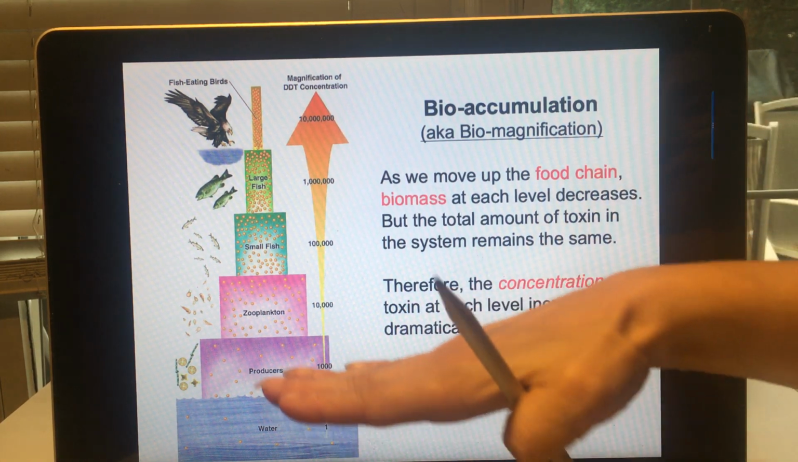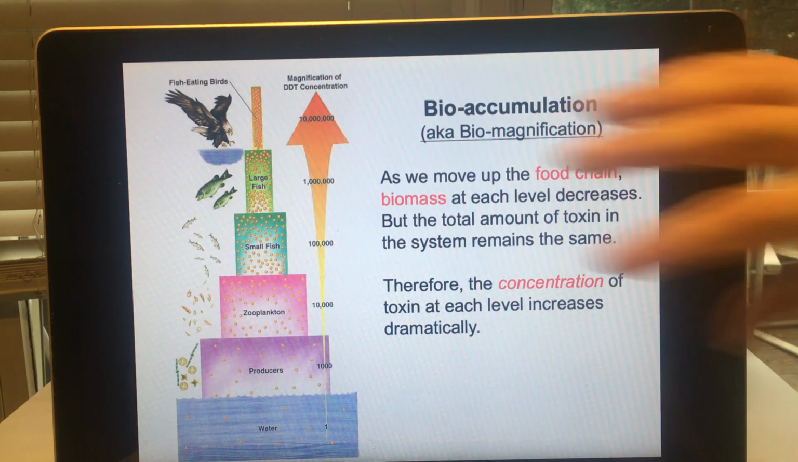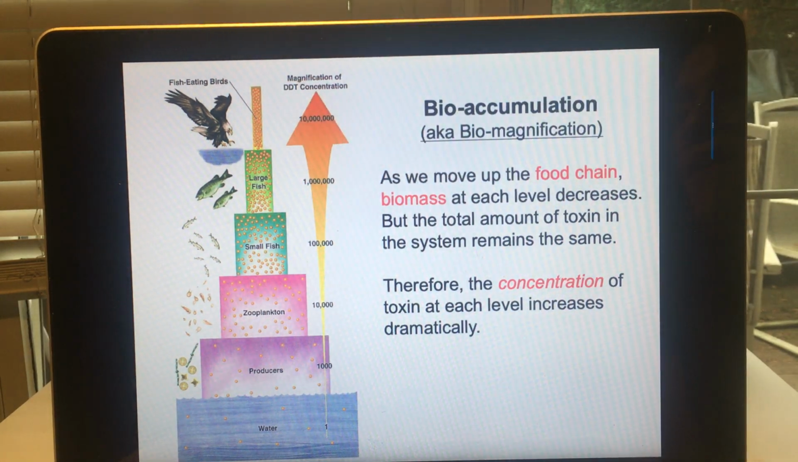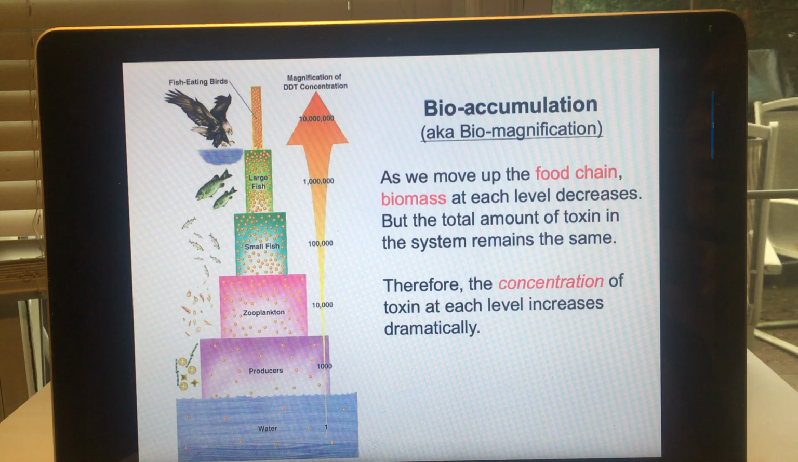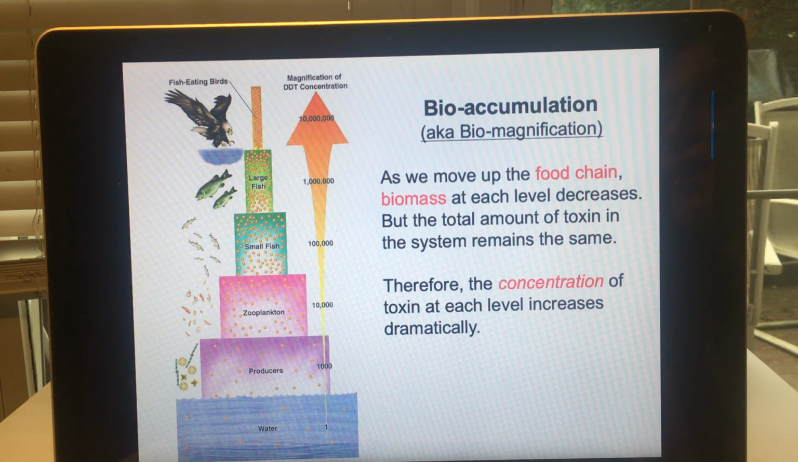So again, because biomass decreases and the amount of toxins stays the same, it ends up getting more and more concentrated the higher up the food chain you go. So not only is it better for the planet to eat at the bottom of the food chain from an energy perspective, but also from a health perspective in terms of environmental heavy metals and toxins.